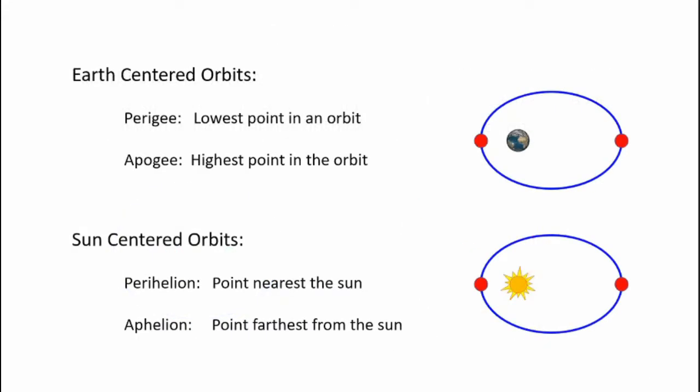There are Earth-centered orbits and Sun-centered orbits, and the terminology for each is slightly different. Now, the lowest point in an Earth-centered orbit is known as perigee. That's the shortest distance between the Earth and the satellite. The highest point in the orbit is known as apogee. However, for a Sun-centered orbit, perihelion is the lowest point in the orbit, and aphelion is the highest point.